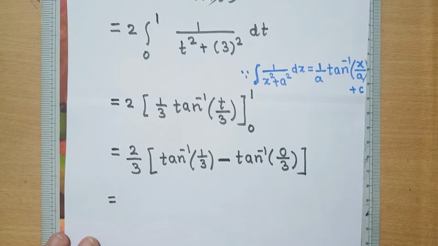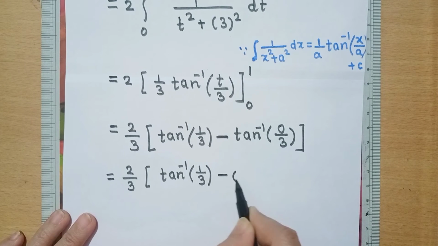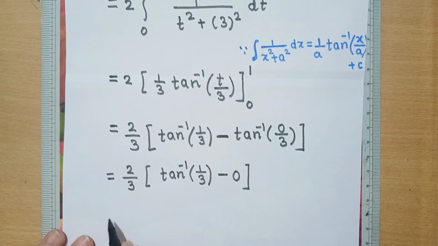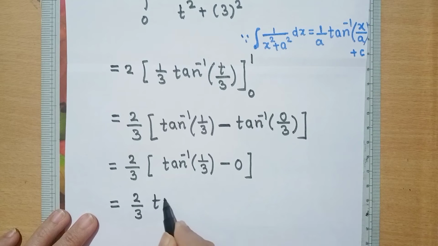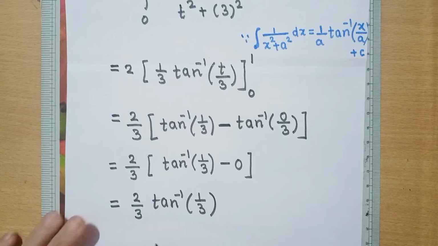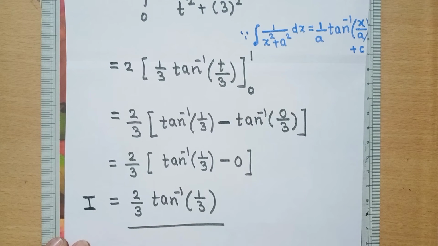And again this is equal to this term as it is. And since tan inverse of 0 is 0, here we will write 0, and that is equal to tan inverse of 1 upon 3. This is our final answer.